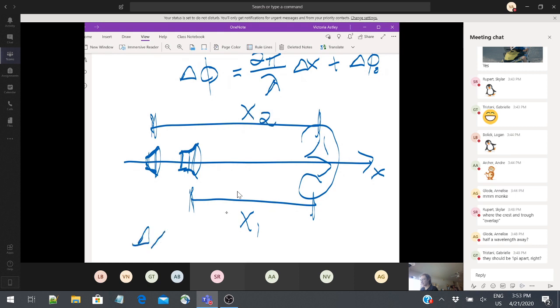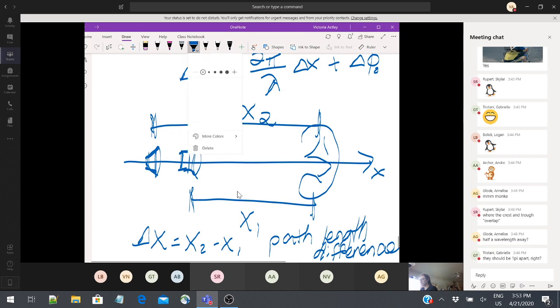And your delta x is still those two paths subtracted. Still the path length difference. But now that happens to equal the separation between them. I just want to make sure you don't think, oh, delta x is the separation between them. Nope. Okay. How's this going? Good, bad? I don't want to spend too much time on it because we have more fun things to talk about.